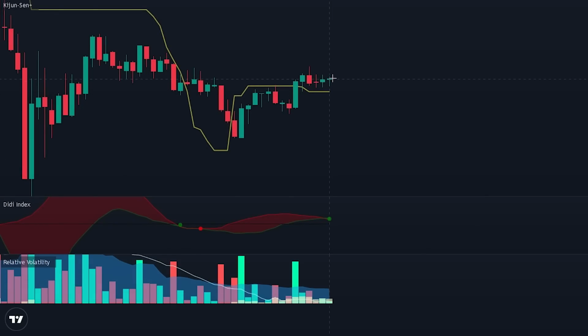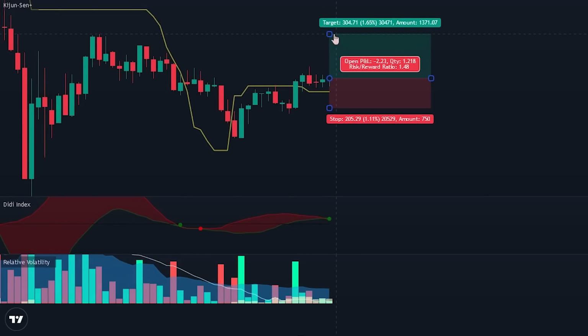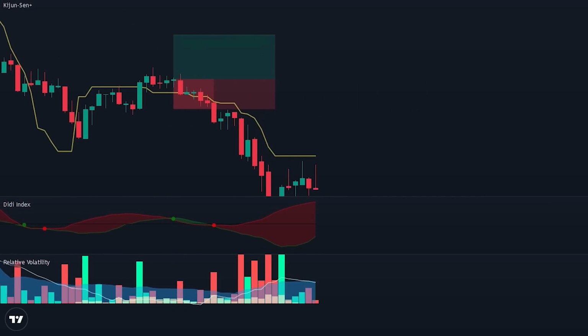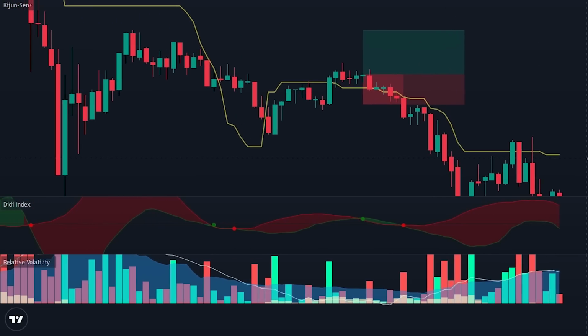But let's see what would happen if we do enter into the trade. As you can see, the price ended up barely moving for a while and eventually reversed back into a downtrend.